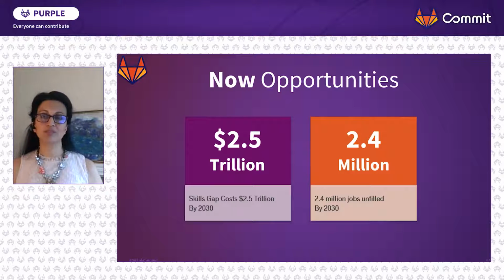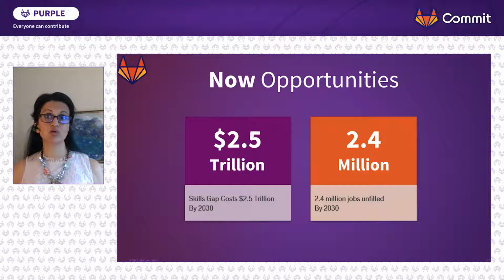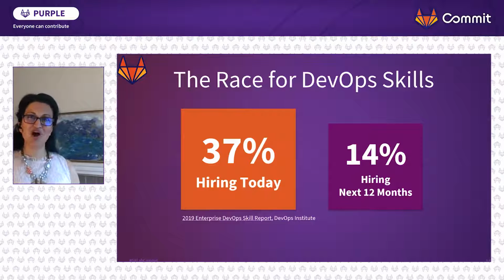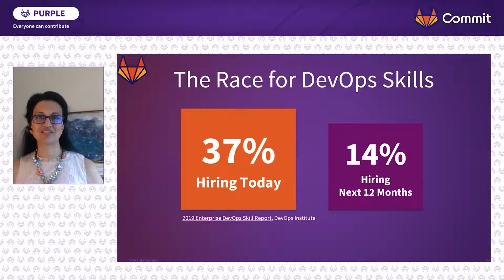And one way to meet this shortage and grow your talent pool is to actually hire a diverse workforce and cultivate inclusive teams. On the DevOps front, based on the 2019 Enterprise DevOps Skill Report by the DevOps Institute, we know that 37% of companies are currently actively hiring, and that 14% will be hiring in the next 12 months.